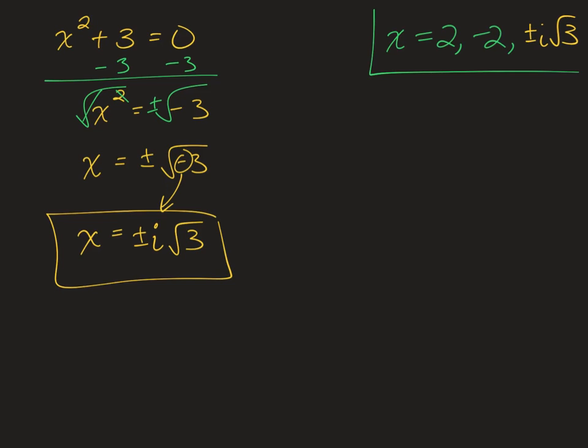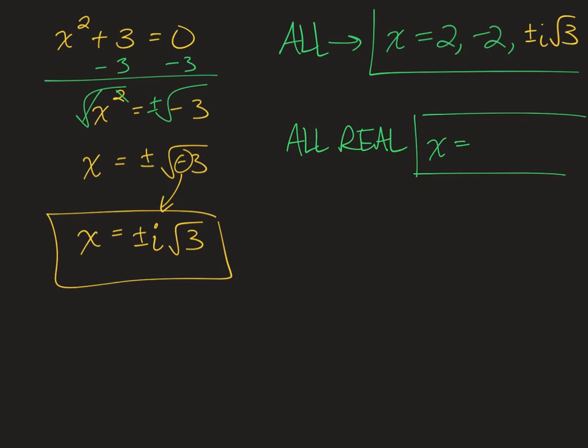So the distinction I mentioned earlier, you may have to find all zeros, or you may have to find all real zeros. That being said, this answer here is all. If it asked for all real, you include everything that is not imaginary. So all real zeros would look like this, x equals 2 and negative 2. So it just depends on what is being asked of you. Just make sure you're going through and reading the examples or the exercises carefully.